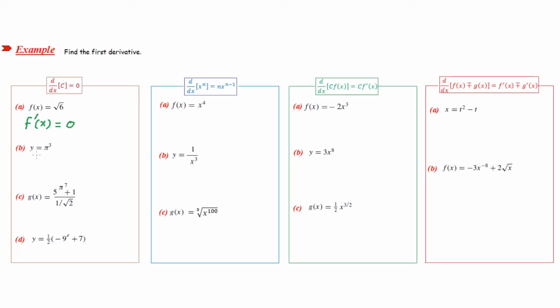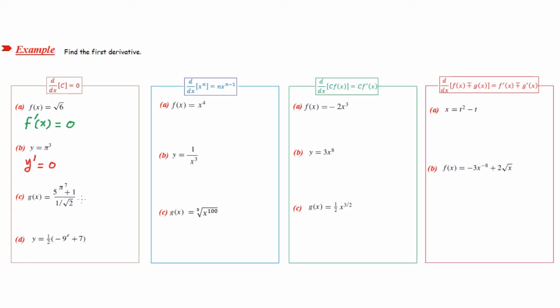For part B, we have y equals pi to the power 3. And pi, as you know, equals 3.14, and it's also a constant. So the derivative of pi to the power 3 is equal to 0. So y prime equals 0.